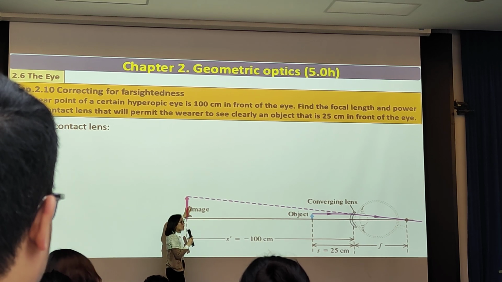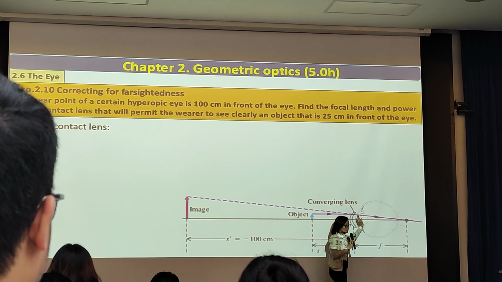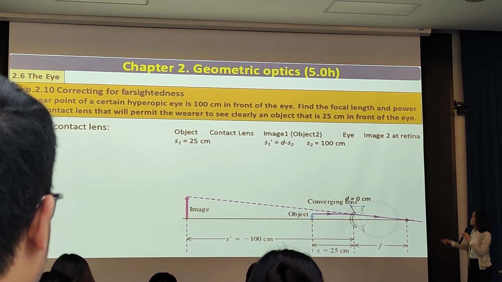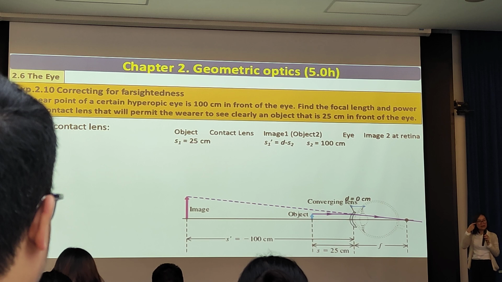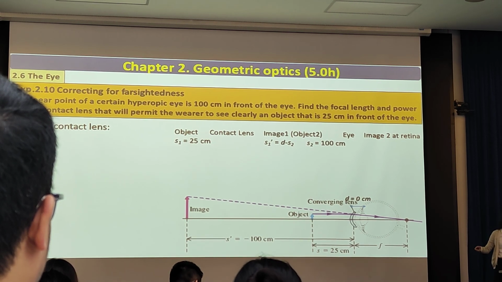And this image becomes the object to the eye, and the eye can observe that. So, for the converging lens, D equal to 0. D means the distance between the converging lens and the eye, because the eye has the crystalline lens, as I just described. So you can use your way. However, normally I will use this kind of diagram.